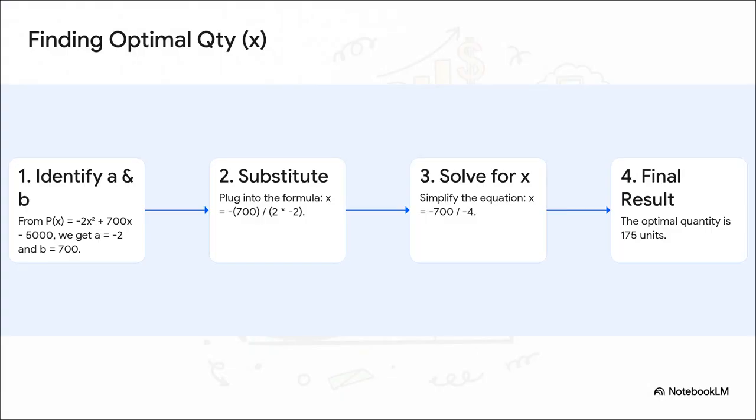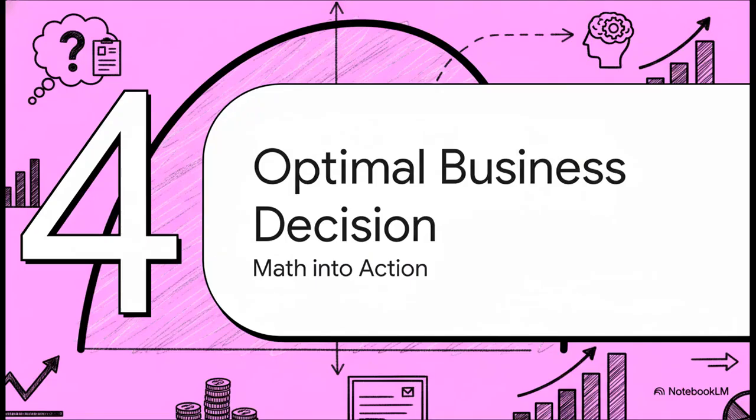We look at our profit function, p of x equals negative 2x squared plus 700x minus 5,000. We can easily see that our a value is negative 2, and our b value is 700. So we plug those right into the formula. x equals the negative of 700 divided by 2 times negative 2. Well, that simplifies to negative 700 divided by negative 4. The two negatives cancel each other out, and we get our final result. x equals 175.